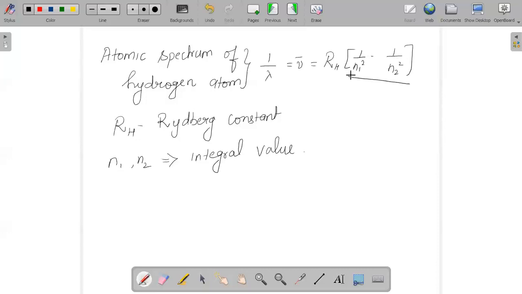Here the question will arise, what is N1 and what is N2? These are integral values, and RH, as you know, is the Rydberg constant. And I hope you all know the value of the Rydberg constant is 109,678 centimeter inverse. This is a standard value. But why do we need N1 and N2, and how do we calculate the atomic spectrum with it? N1 and N2 depend on the spectral region where it is falling, whether it is the ultraviolet region, the visible region or the infrared region.